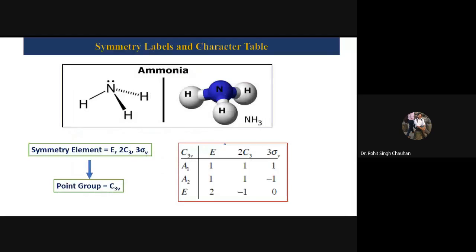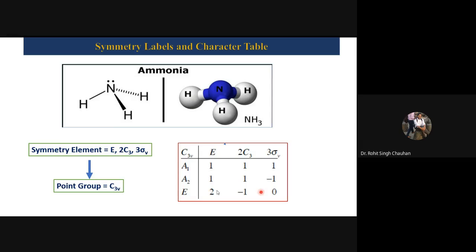Now let us start with the ammonia molecule. I have skipped the water one. If you want, I can tell you later on, but we will start with the ammonia molecule. It is big with respect to water and a bit tricky as well. So ammonia is pyramidal, this is the shape. So how many symmetry elements are present? E, 2C3 and 3 sigma Vs are present. And these symmetry elements correspond to the point group C3V.